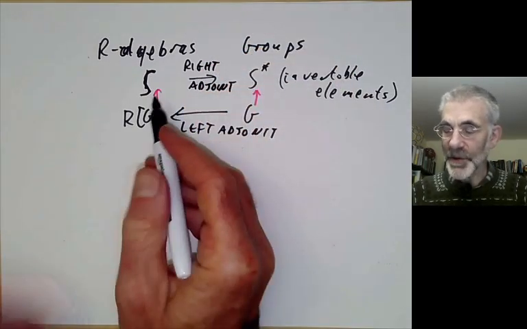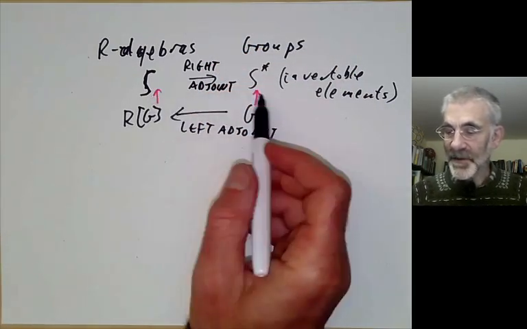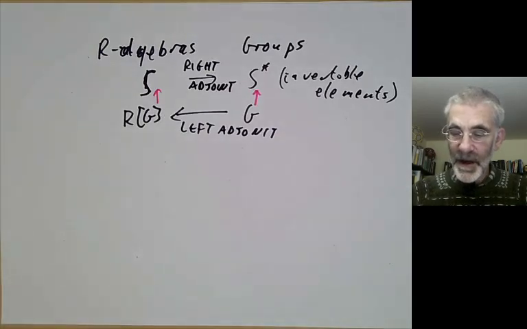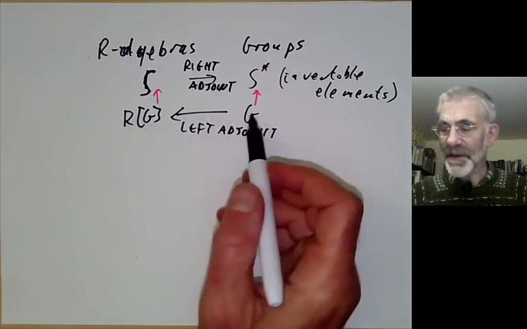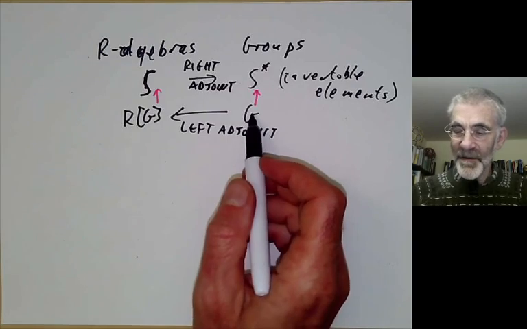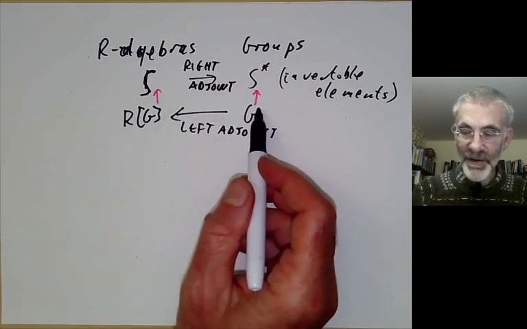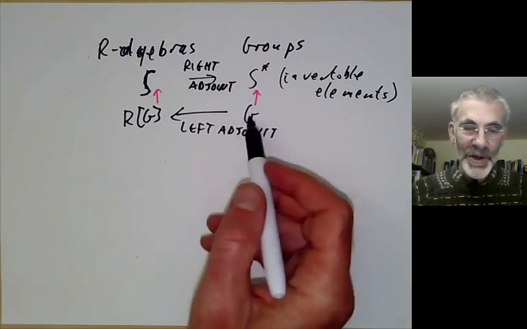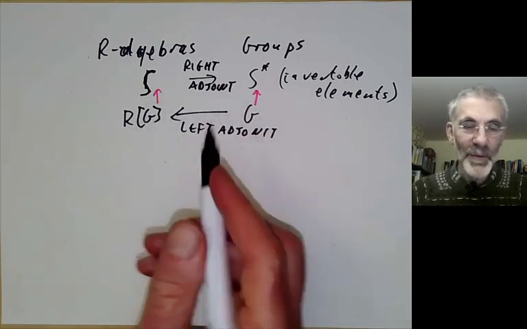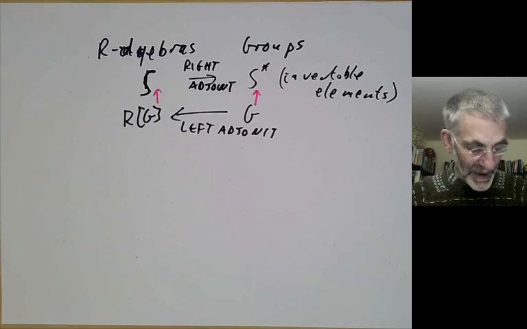Remember, saying they're adjoint is just saying that these two sets are naturally isomorphic. So the group ring, you can also think of this as being in some sense the R algebra freely generated by the group G, where when you're generating something by the group G, you obviously want to preserve the group multiplication.